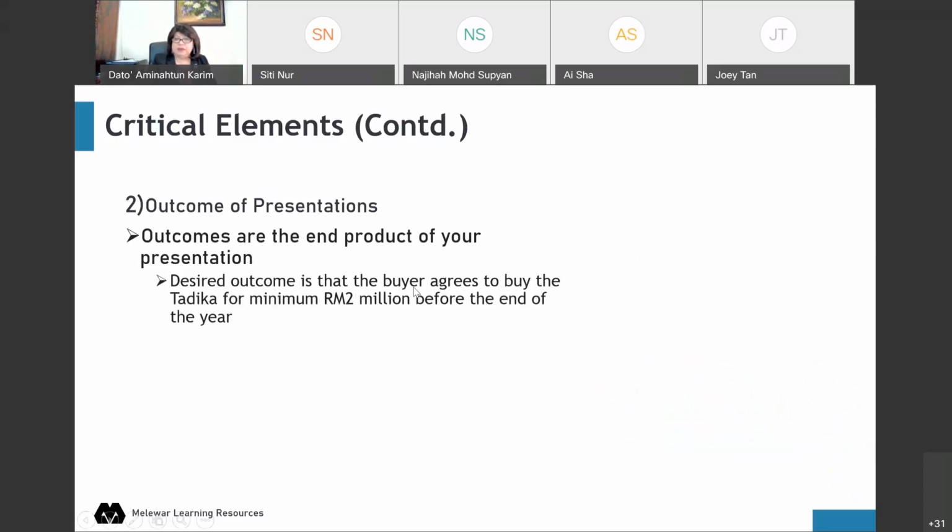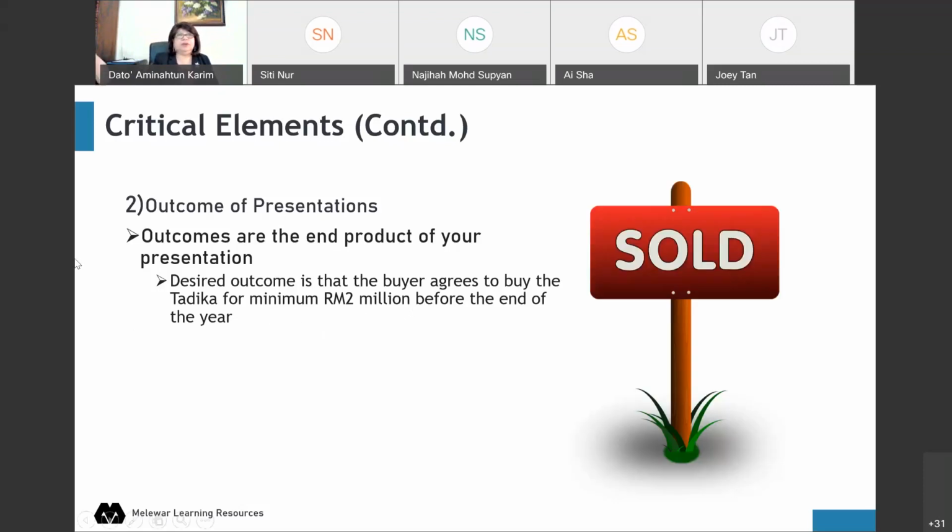So the desired outcome in the case of the tadika is the buyer agrees to buy the tadika, for the minimum that you wanted, that is 2 million. And when? Before the end of the year. See? So the desired outcome is to ensure that the buyer agrees to buy the tadika. One tadika, remember, they have a group of tadikas, but one tadika, right?